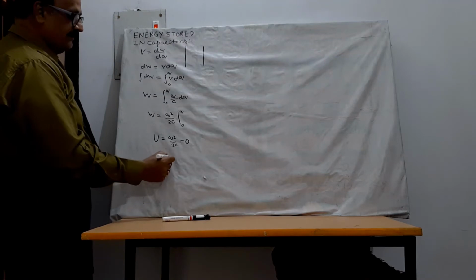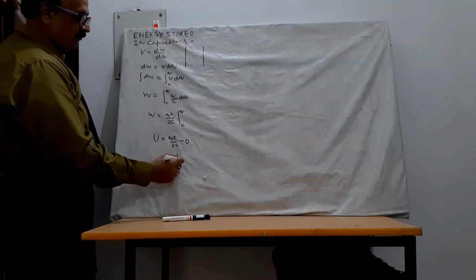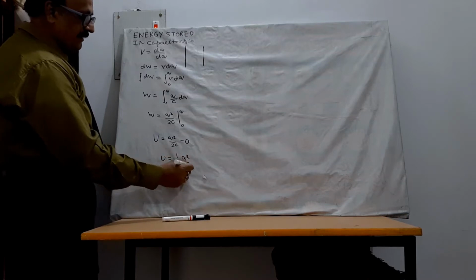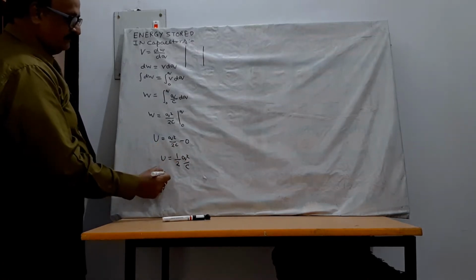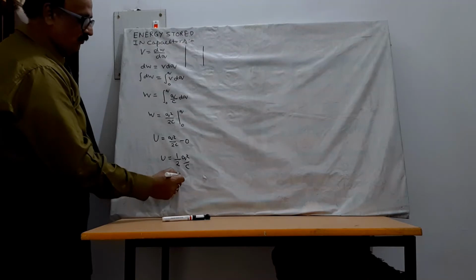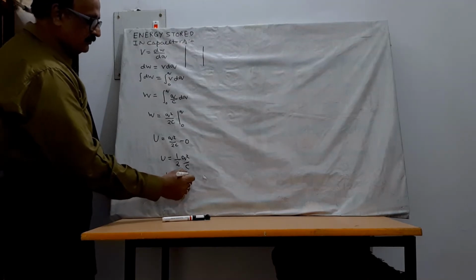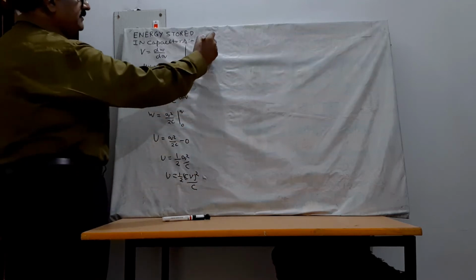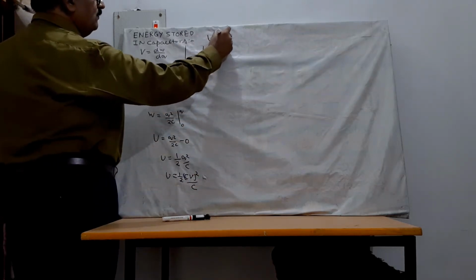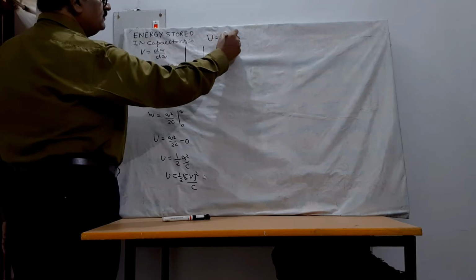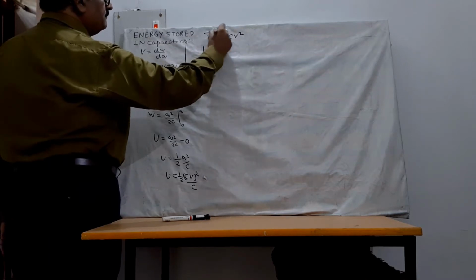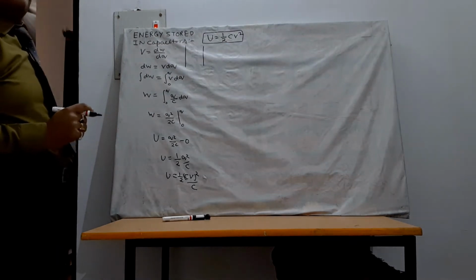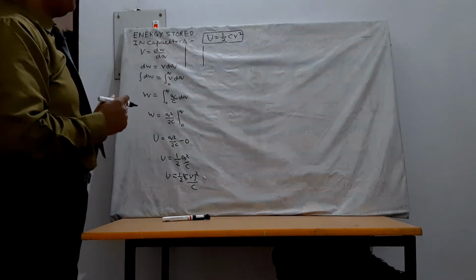Therefore, potential energy stored in a capacitor is 1 upon 2 Q square by C. In place of Q, you can also put Q is equal to C into V. Therefore, potential energy is also equal to 1 by 2 CV square. This is the formula for potential energy stored in a capacitor.